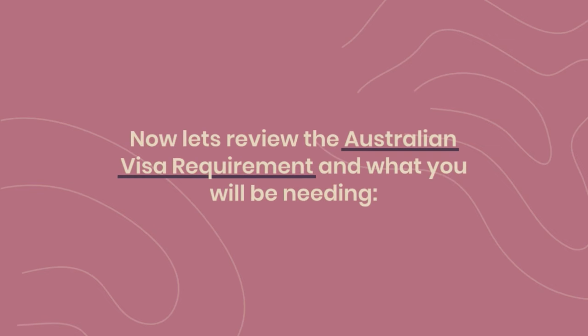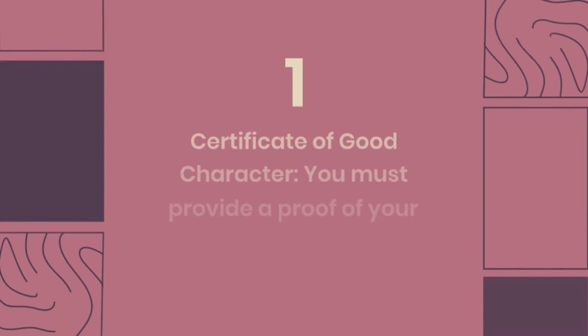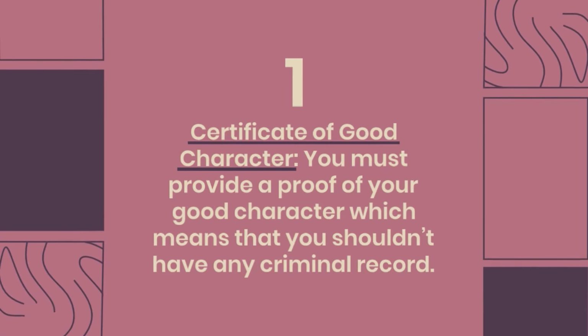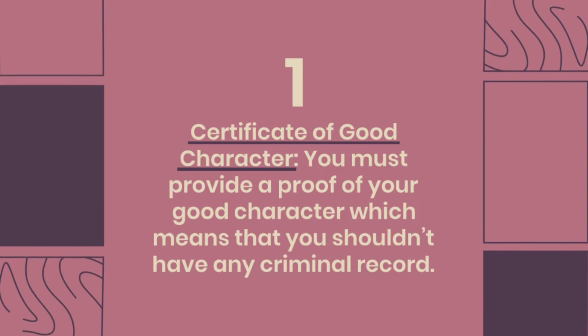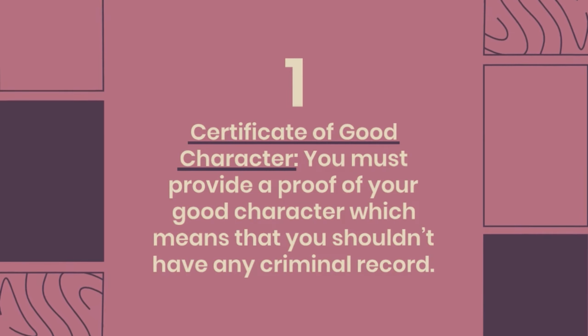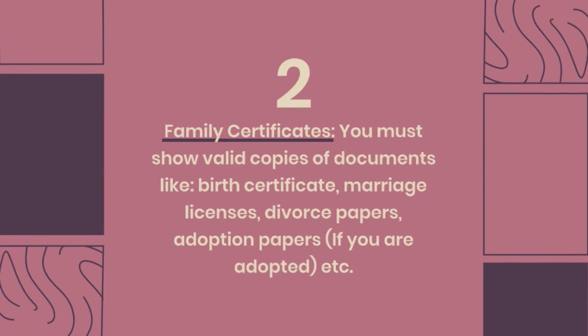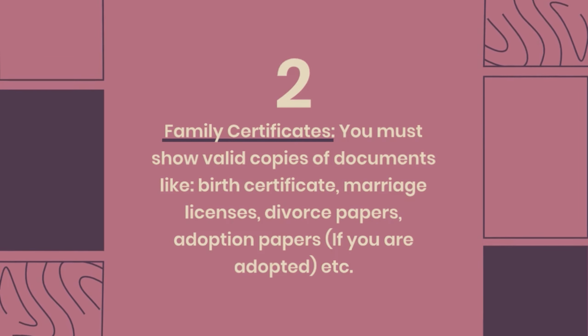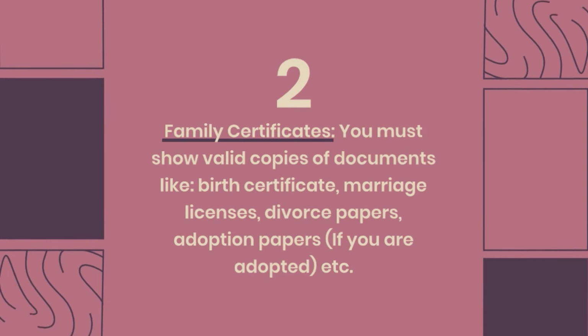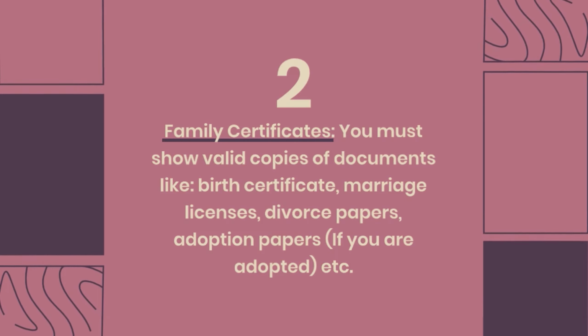Now let's review the Australian visa requirements and what you will be needing. 1. Certificate of good character. You must provide proof of your good character, which means that you shouldn't have any criminal record. 2. Family certificates. You must show valid copies of documents like birth certificate, marriage licenses, divorce papers, adoption papers, if you are adopted, etc.